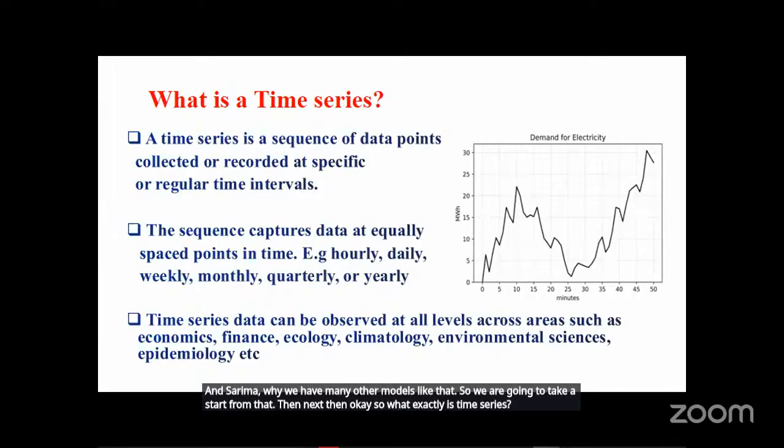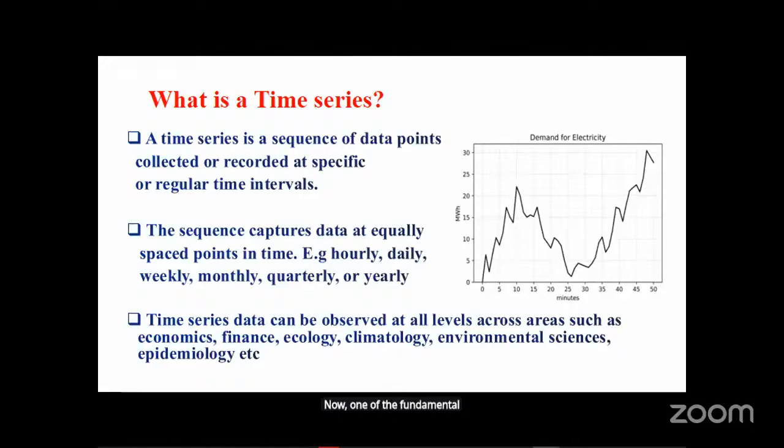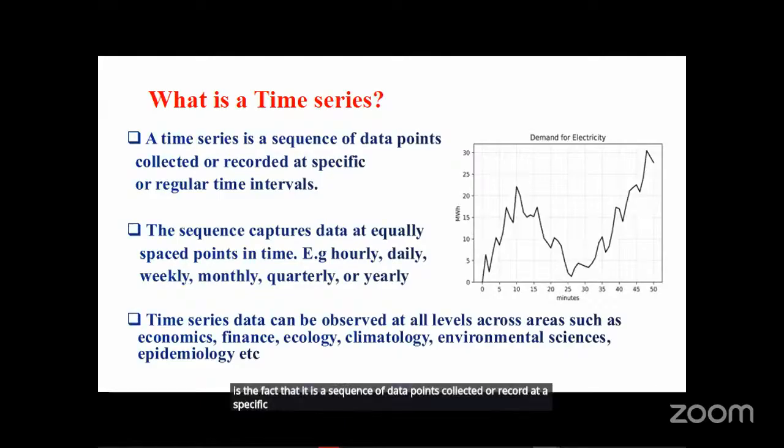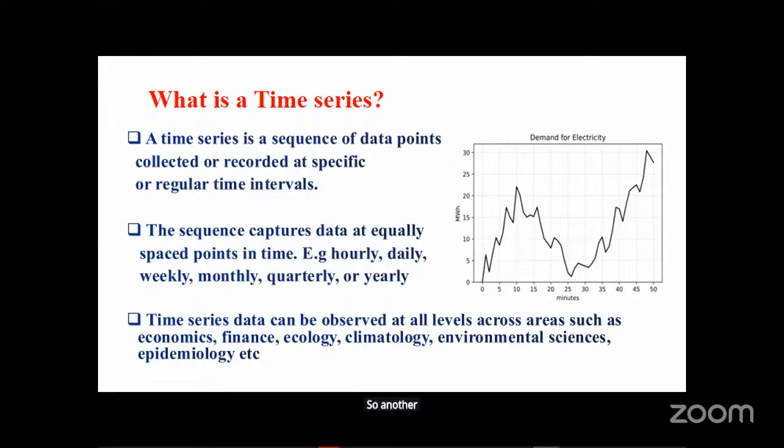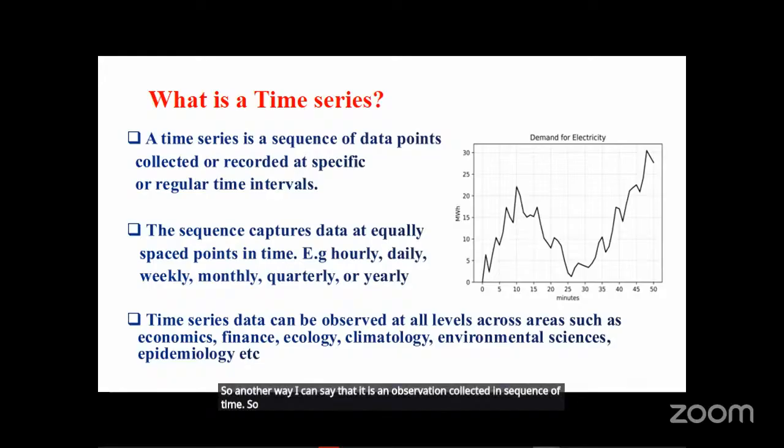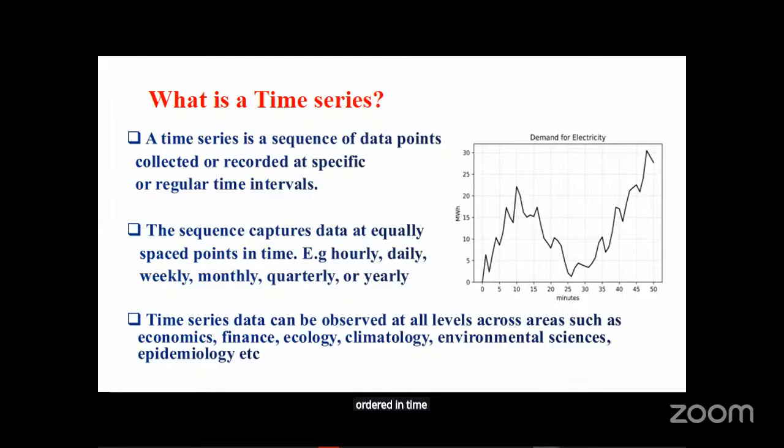Now, one of the fundamental things that I want us to pick is the fact that it is a sequence of data points collected or recorded at specific or regular time intervals. Another way I can say that is that it is observations collected in sequence of time. So a key component of time series data is the fact that it is ordered in time. For instance, I have a typical example of that here.